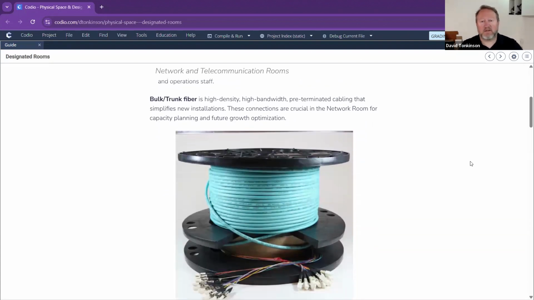Now, we know a lot of these basically use fiber cables, and we can get high density fiber cables nowadays, which are a big bundle of fibers, multiple fiber cores, that allow us to run a single cable to allow multiple network connections.